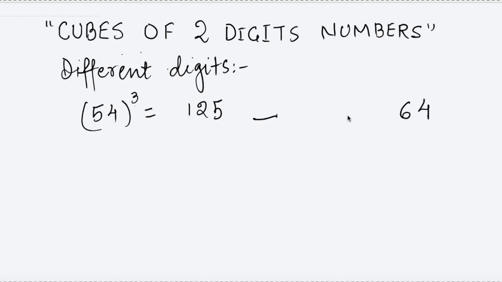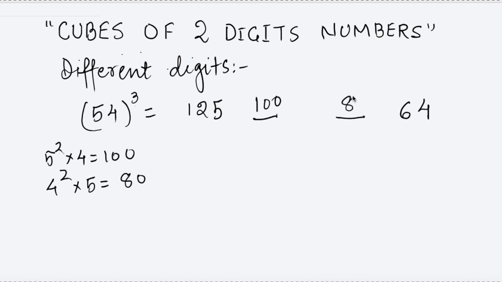I have to write two numbers in between. So the first number would be the square of the first number. So 5 square is 25 multiplied by 4. That gives me 100. I took 5 square into 4, that gives me 100. And the second number here would be the square of the second number. So 4 square multiplied by the first number, so that gives me 80. So this number is 80.